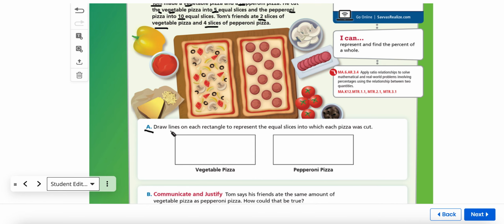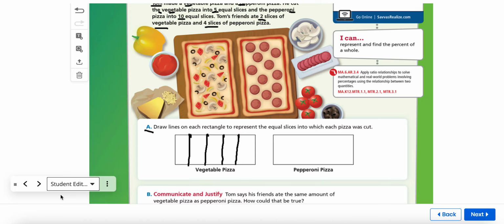Part A says to draw lines on each rectangle to represent the equal slices into which each pizza was cut. So the vegetable pizza was 5 equal slices. Let's do our best to make 5 equal slices. So that's 2, that's 3, 4, and 5. That's more or less okay. So we have 5 equal slices here.